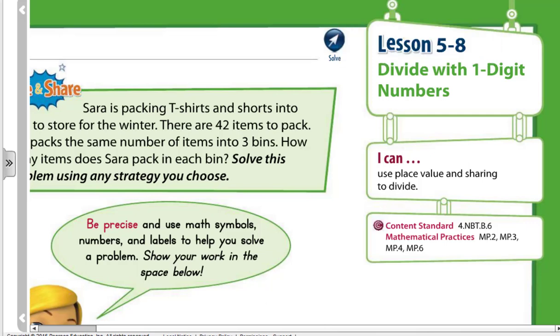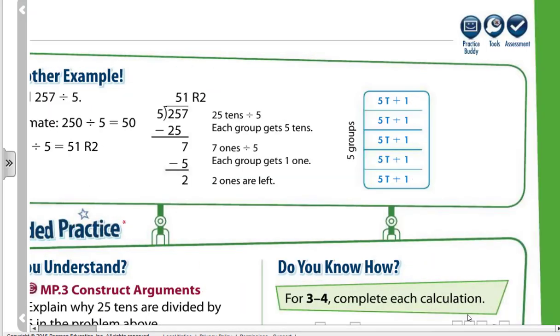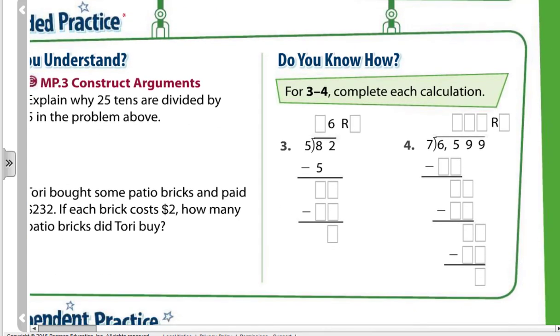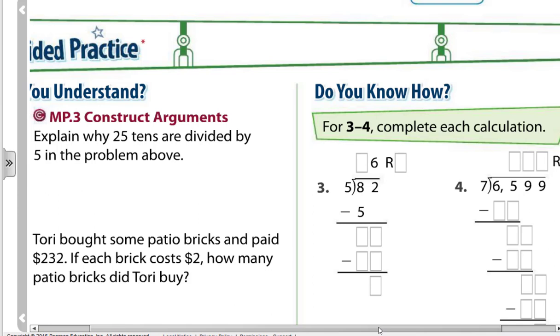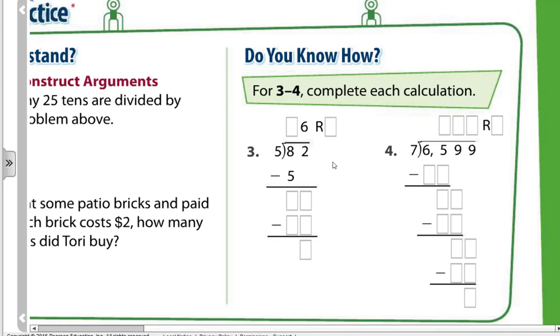Today's lesson is divide with one digit numbers. So we will divide by one digit, and today we will solve questions like these. Complete each calculation: 82 divided by 5. And we will see what steps we are going to use to solve such a question to finish the division.